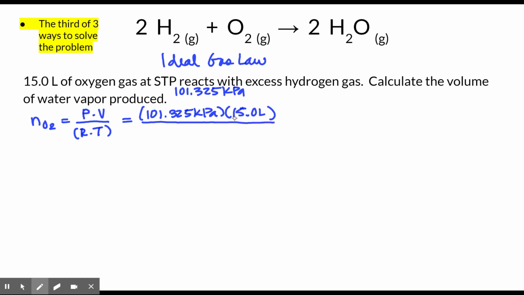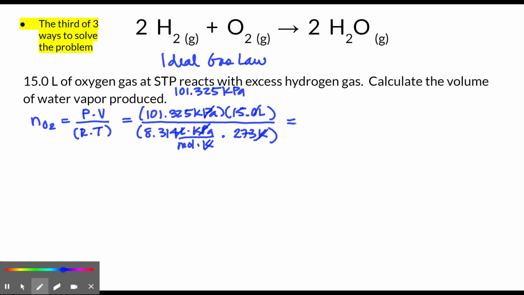All over, we're using 8.314 for our R unit today. And that's going to be multiplied by, standard temperature is 273 K. So Kelvins cancels, kPa would cancel, liters would cancel. In the end, we'll get moles out of it. So the number of moles of oxygen is 0.6696.